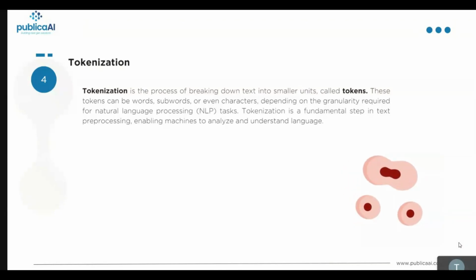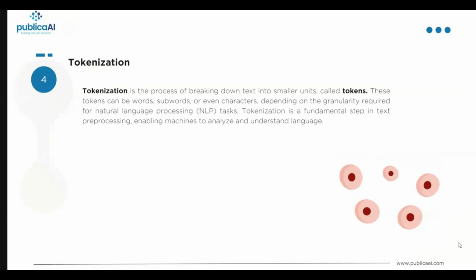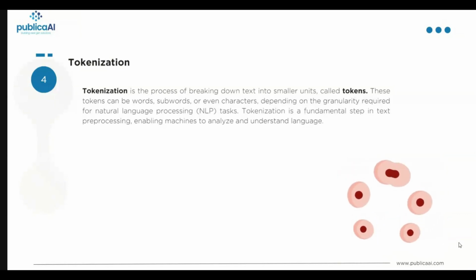So tokens can be words, subwords, or even characters, depending on the granularity of the NLP. Granularity, from the word granules, to break things down into finer particles, like sugar. When you say you wanted ground sugar, we call it granulated sugar. So it is now in fine granules.